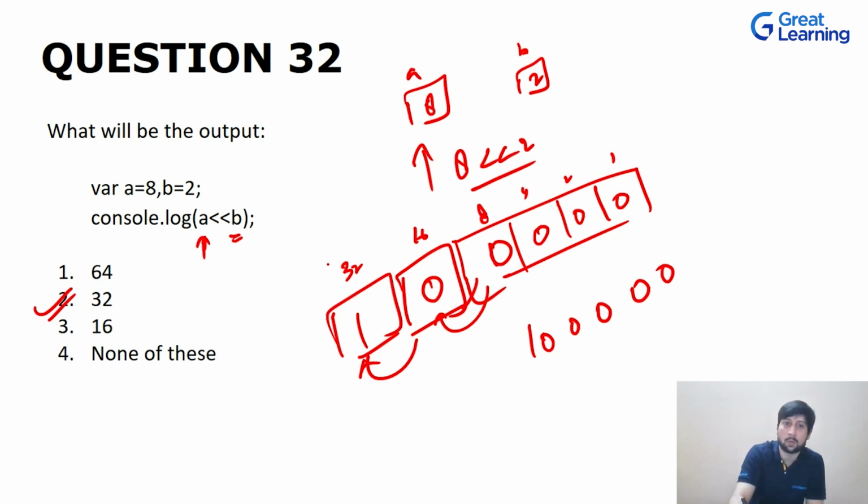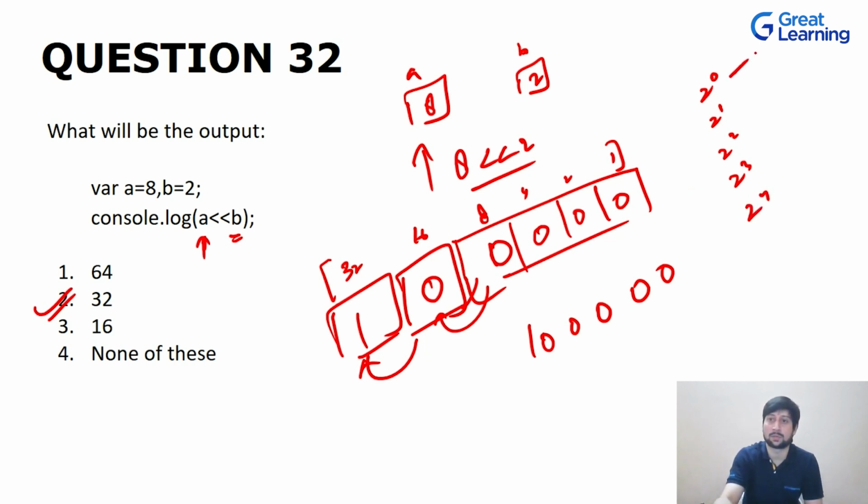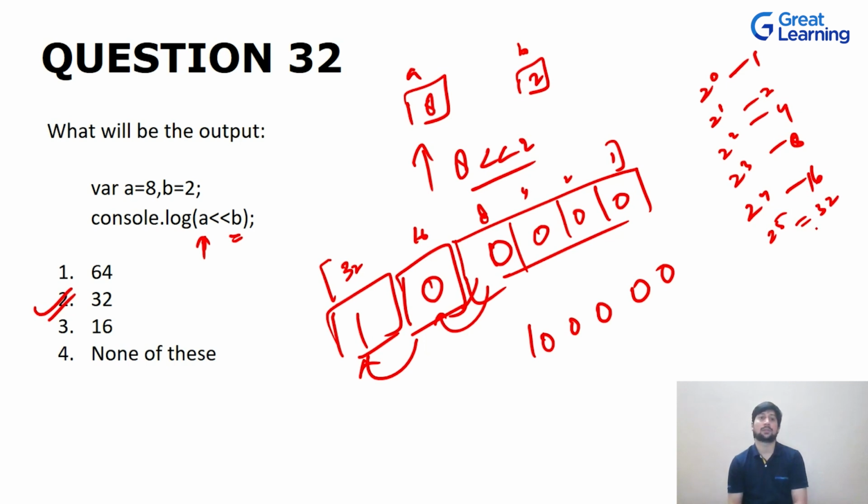Now if you are wondering what these are, this is nothing but 2 raised to power 0, 2 raised to power 1, 2 raised to power 2, 2 raised to power 3, because we are talking about binary, right? Then we have 2 raised to power 4. So this is 1, 2, 4, 8, 16, and then we have 2 raised to power 5, which is 32. So this will be the value when we are doing a left shift.